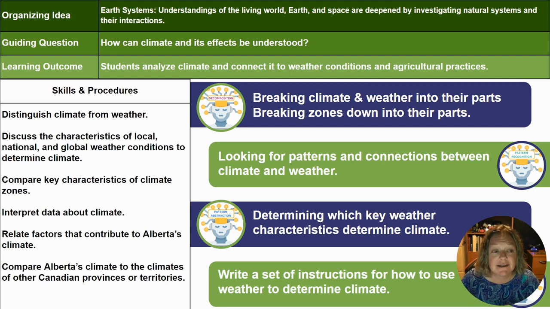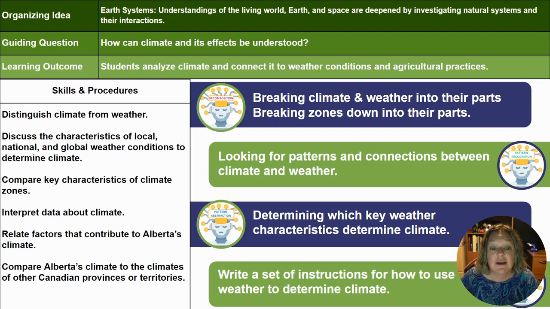So this is just some examples of how we could be working through computational thinking when we're doing these other things. We're doing decomposition when we're breaking climate and weather down into their different parts. If we're breaking the different climate zones down into their different attributes, we're working through decomposition. We can look for patterns and connections between climate and weather, which is over here in the skills and procedures for this Earth Systems topic.